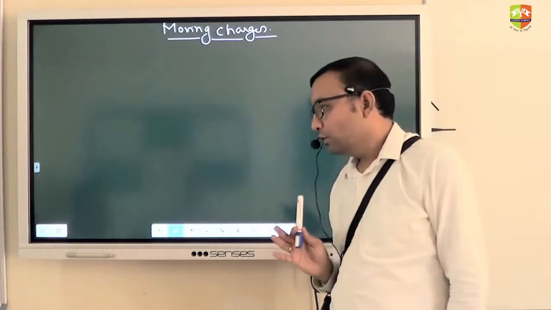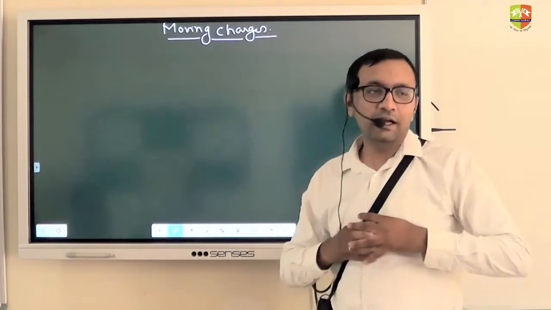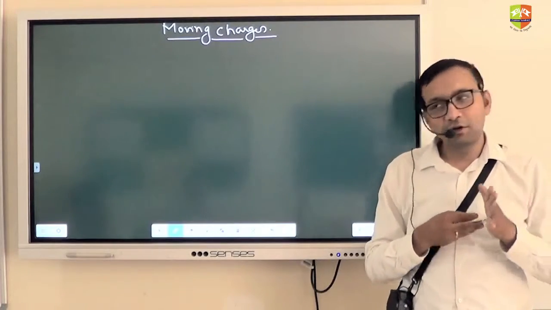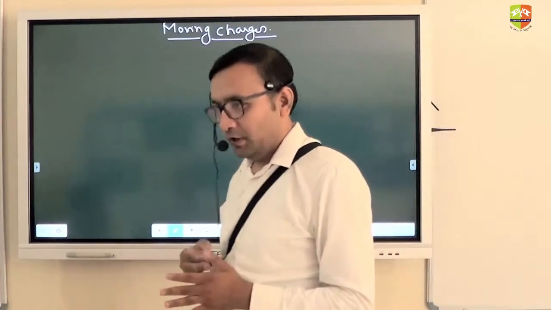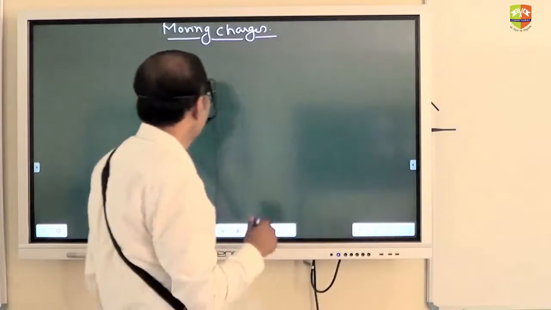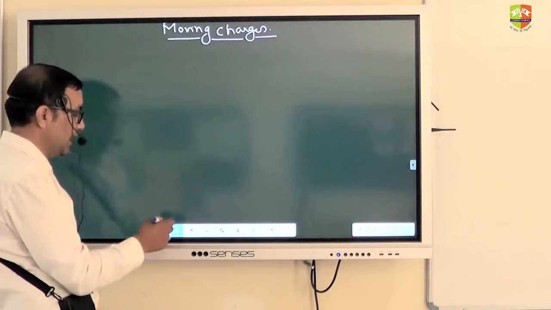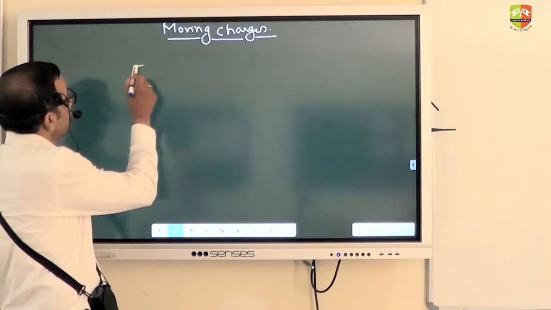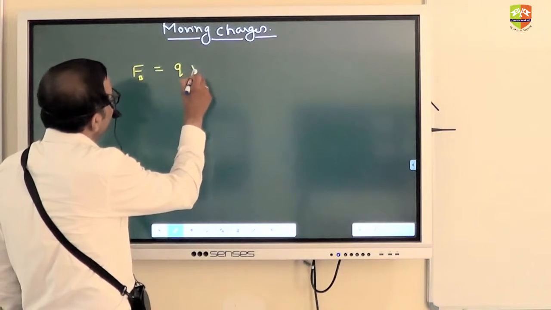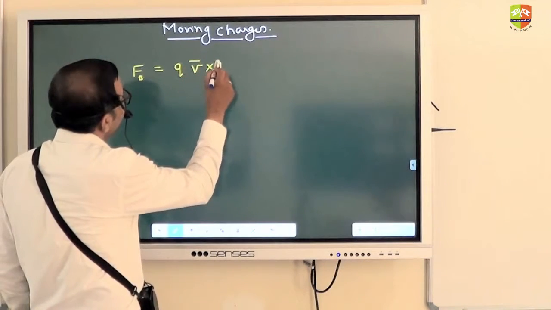What was found out is that if there is a charge Q that moves in a particular direction with a velocity V, and it is moving in a magnetic field, then the force because of the magnetic field on that moving charge is this. Write down. Magnetic force is Q V cross B.